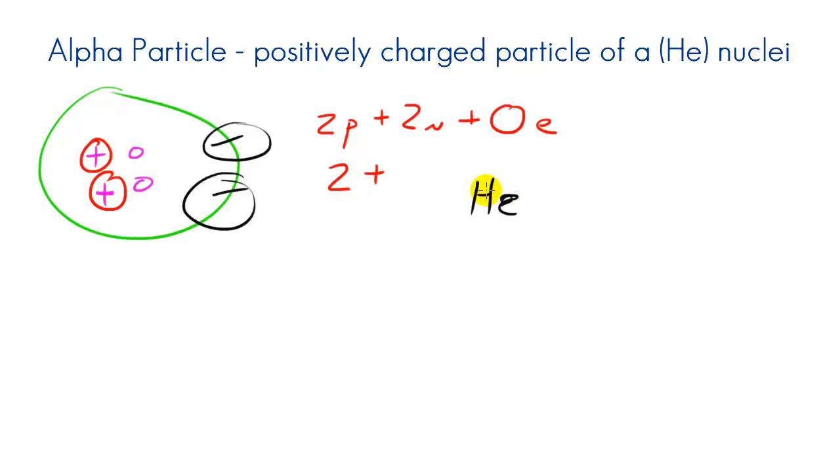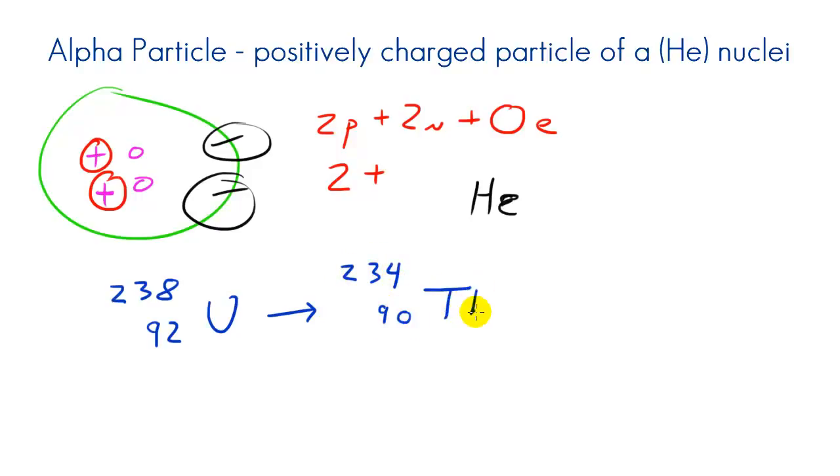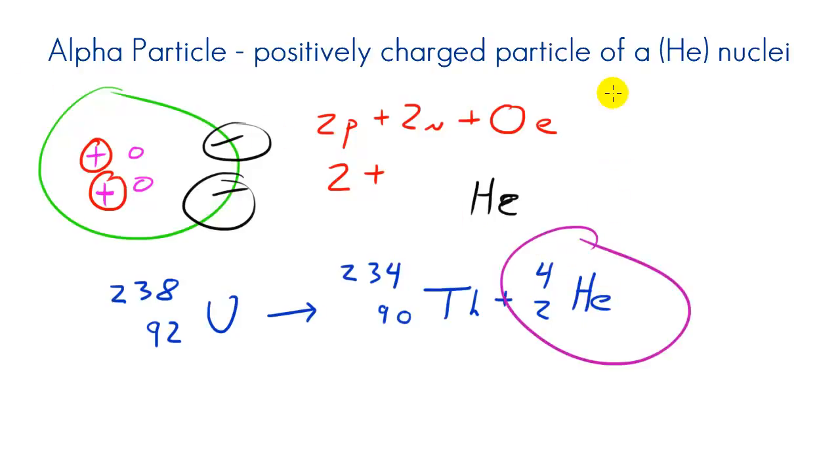Aside from that, let me go ahead and give you an example of when this would happen in nature. Say you have something like uranium-238, with atomic number 92. Now this could break apart and undergo radioactivity, and it would turn into thorium-234, atomic number 90, and also helium-4, atomic number 2. And this helium right here, this would be the alpha particle.